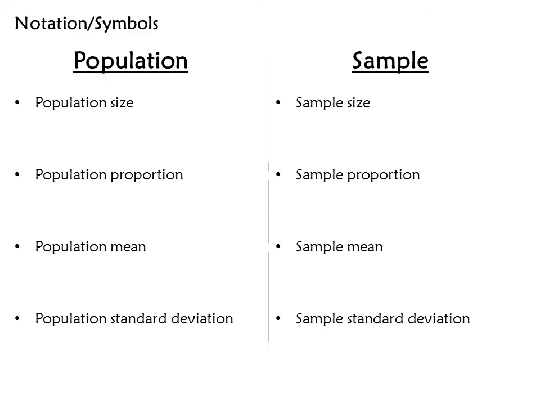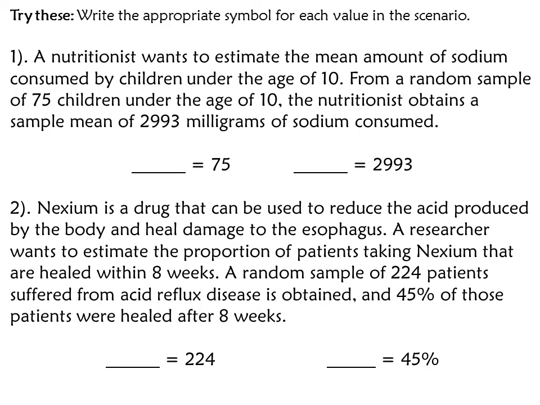So all of our symbols look like this: population size, capital N, sample size, lowercase n. Population proportion, a percentage or decimal, is lowercase p. A sample proportion we call p hat. When we're talking about the population mean, we know that as mu, sample mean is x bar, and our population standard deviation we know is sigma. Here we have s. Please take a moment, stop the video, and see if you can write the appropriate symbol that goes with the numbers provided.